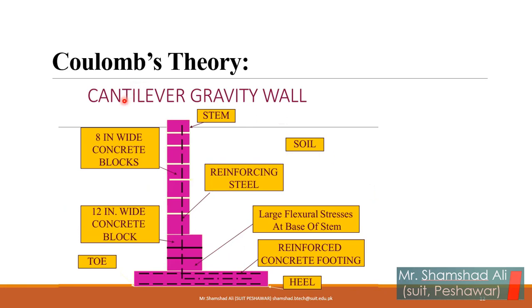This is the cantilever wall. This is basically the stem. It involves concrete blocks, 12-inch wide concrete blocks. And this is the toe. This is the heel. The reinforcing steel and the large flexure is at the base of the stem. So the cantilever wall is made up of reinforced concrete.